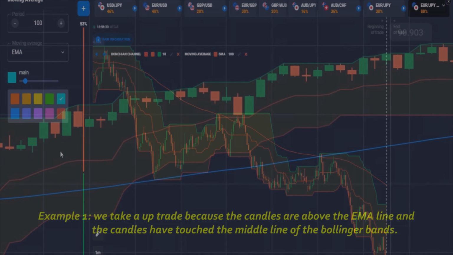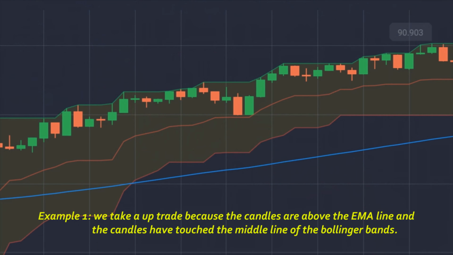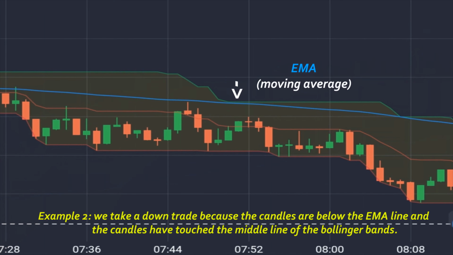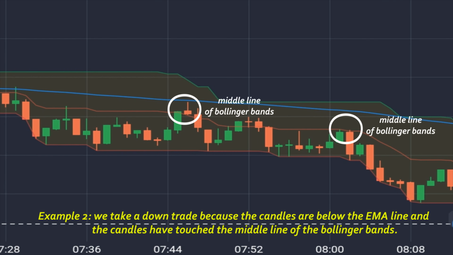The strategy is simple. If the candles are above the EMA level, we are going to take our up trade whenever the candle touches the middle band. If the candles are below, then we're going to take a down trade whenever the candles touch the middle band.